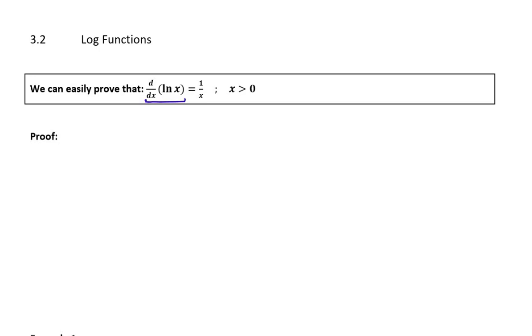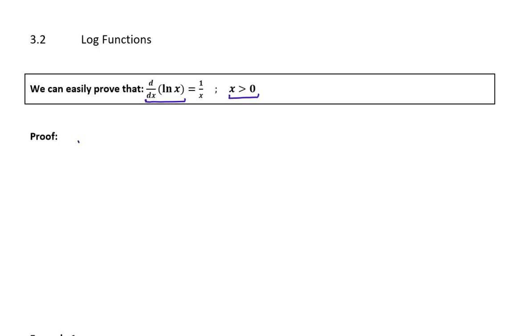Now, why does it say for x is greater than 0? Logs are only defined when x is greater than 0, simply because you can't log a negative. An answer can never be negative for an exponential function. So why is it easy to prove that that derivative is 1 over x?